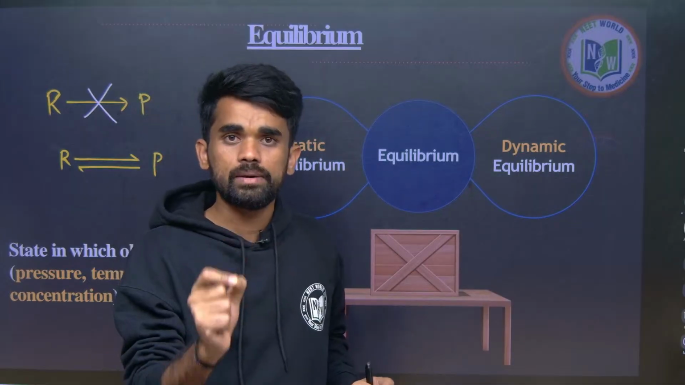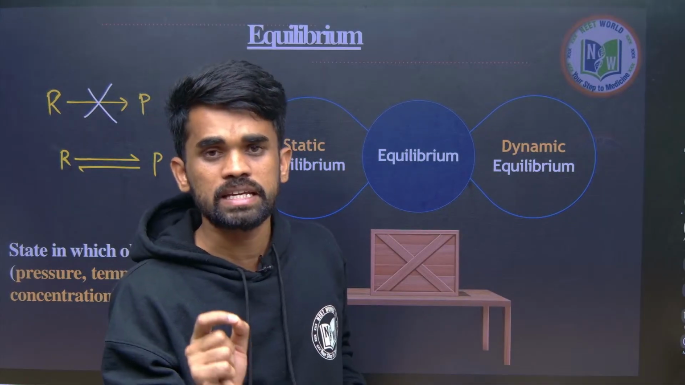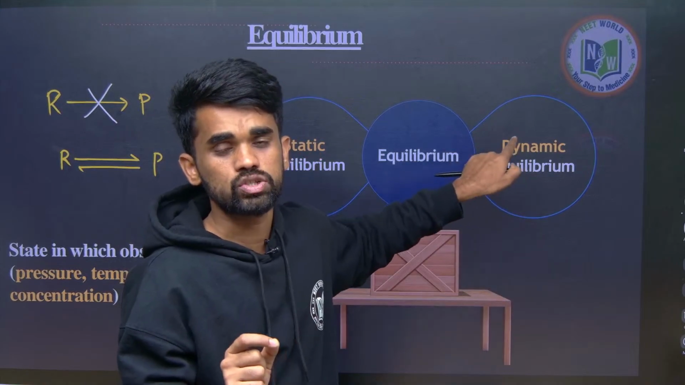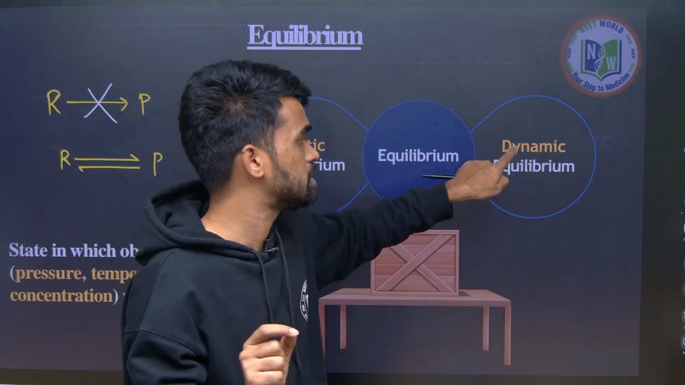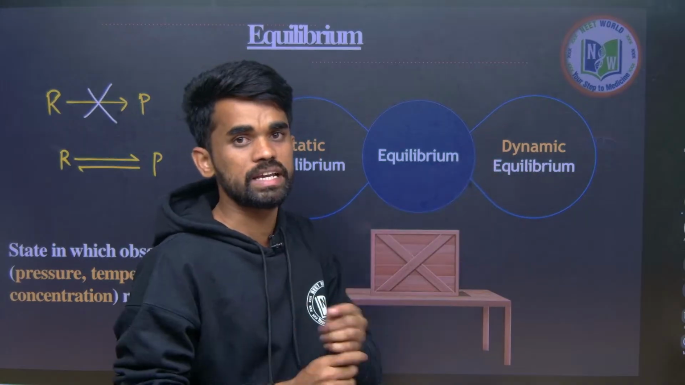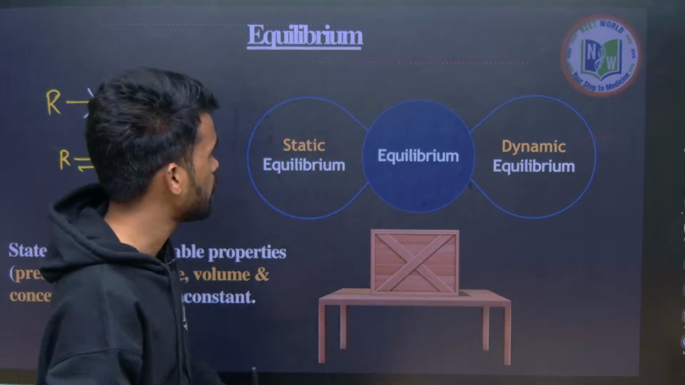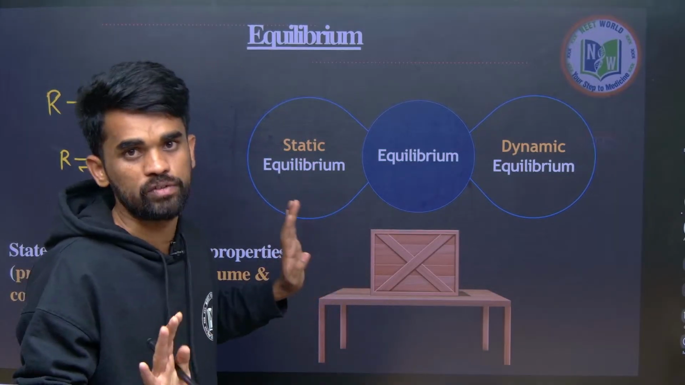That is what happens in dynamic equilibrium, whereas in static there is no movement. Generally we can say chemical reactions show dynamic nature. So there exists a dynamic equilibrium between the reactants and products, not a static one. This is a general statement. I hope it is clear, there is no confusion here, right?